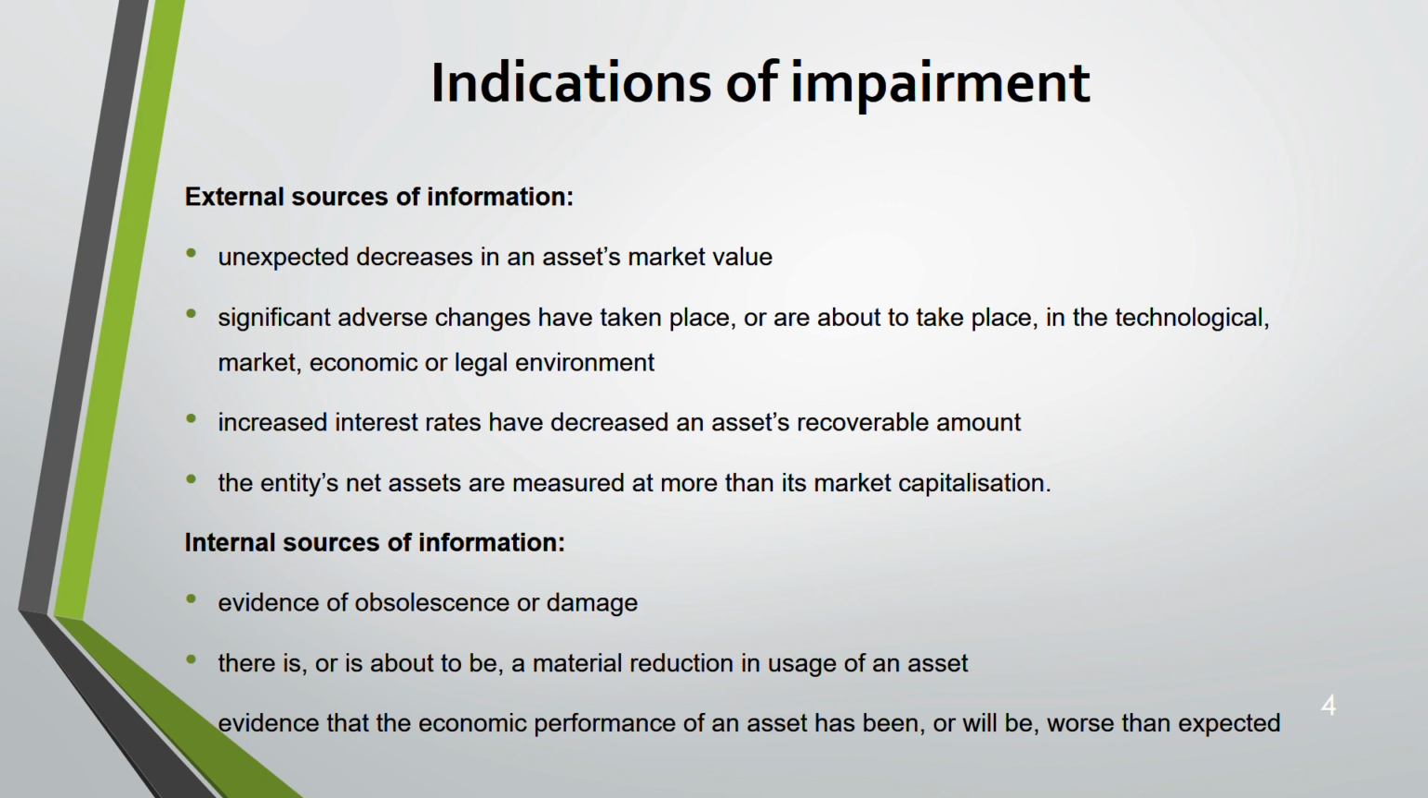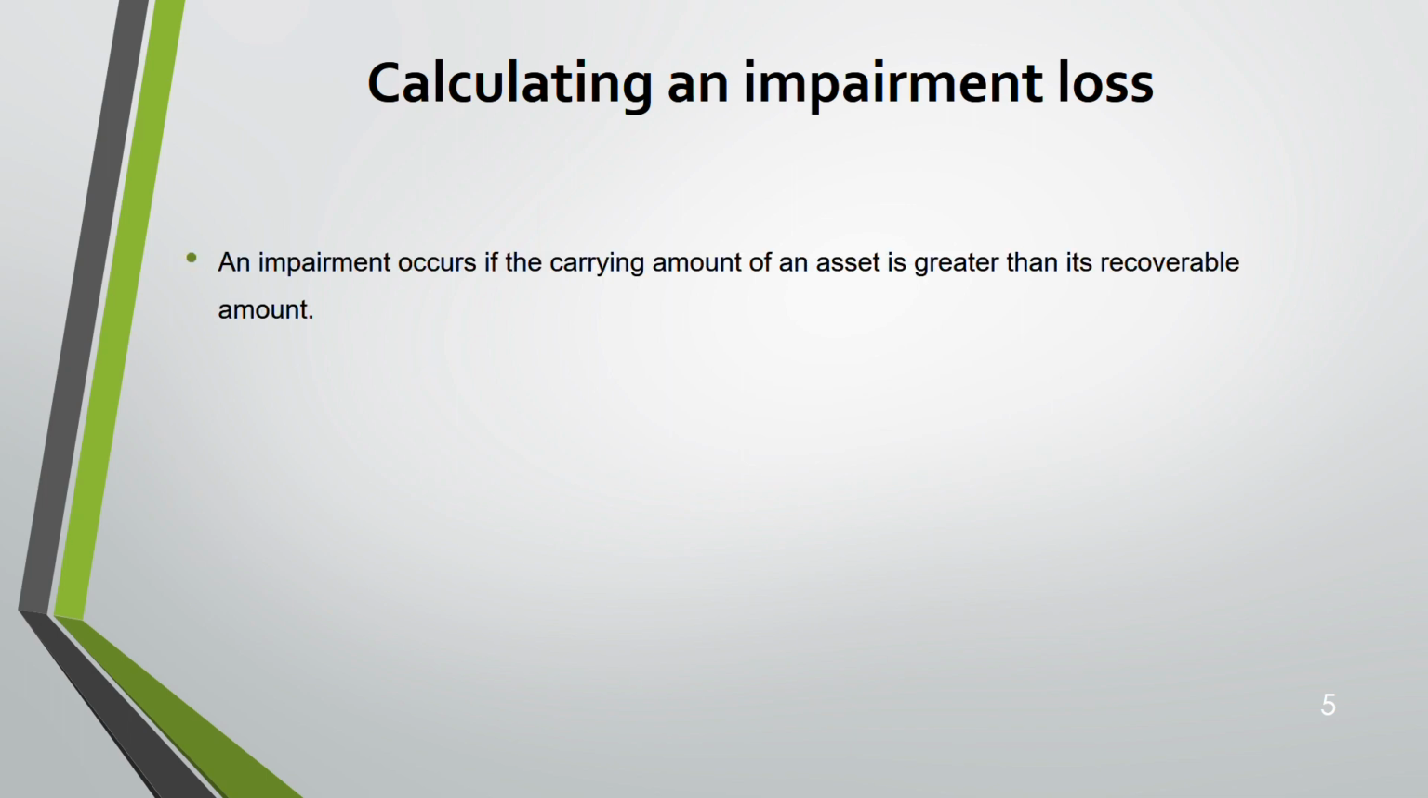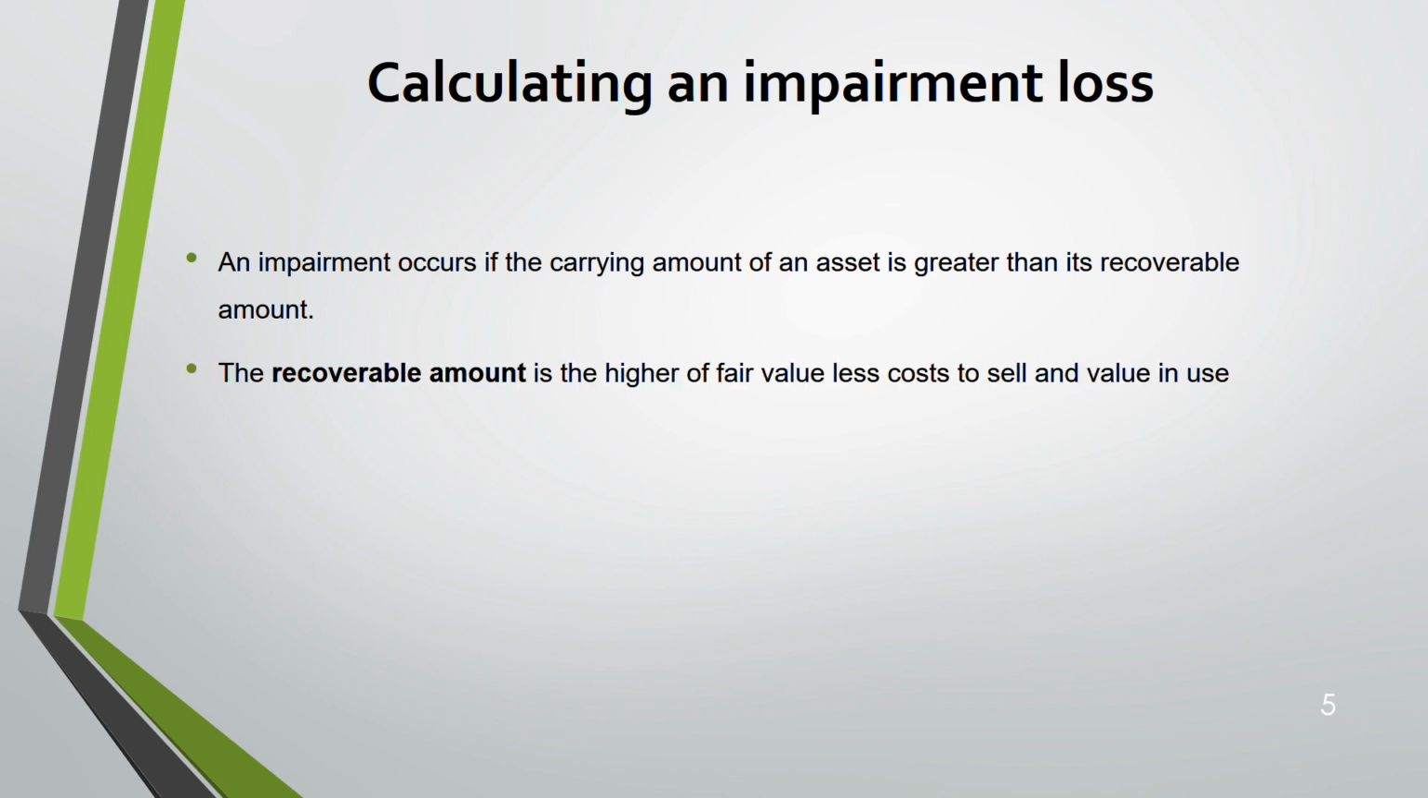Okay, next question is, how do you calculate the impairment loss once you have passed the impairment review test and you realize that there's an impairment? This is how you calculate. An impairment occurs, you need to remember this, if the carrying amount of an asset is greater than its recoverable amount. Okay, not the other way around. Carrying amount has to be more than recoverable amount.